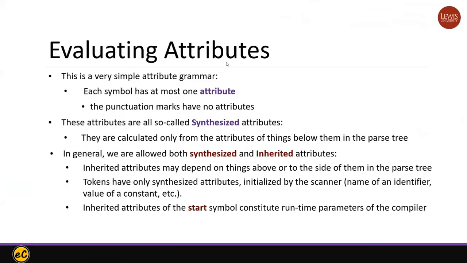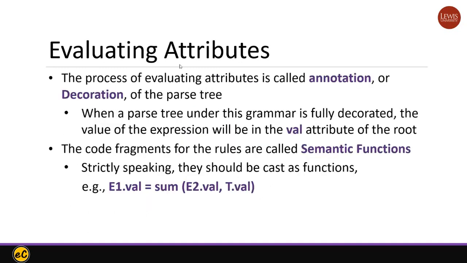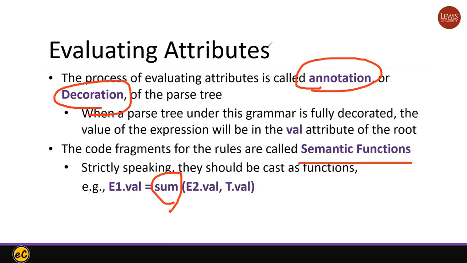So evaluating the attributes, it's a very simple attribute grammar. Each symbol has its attribute, and they are synthesized attributes and inherited attributes. The process of evaluating the attribute is called annotation, or decoration. Basically, when you evaluate, you will call on a semantic function. Sum is a semantic function.